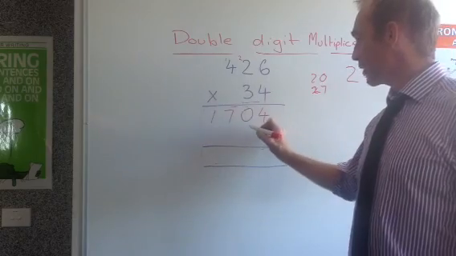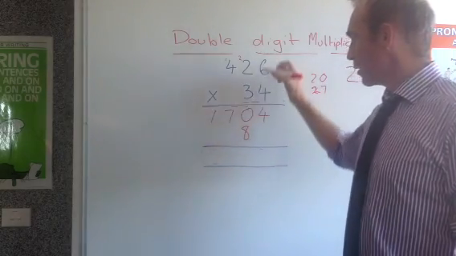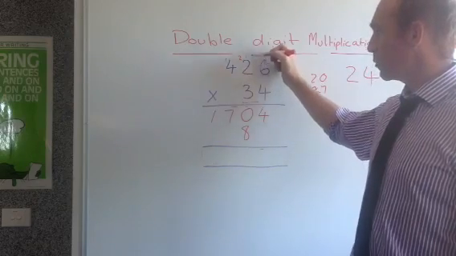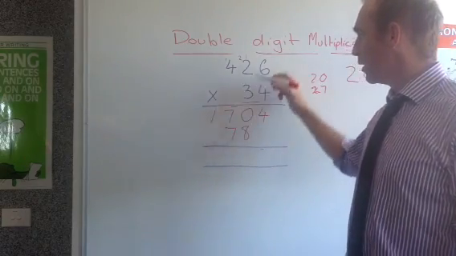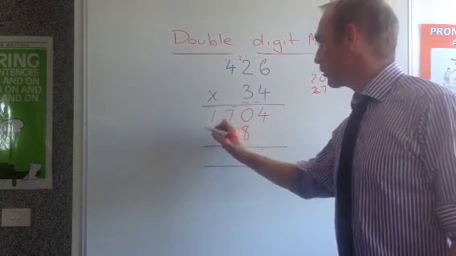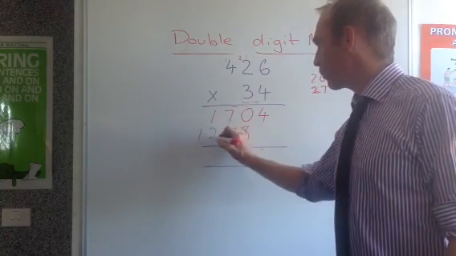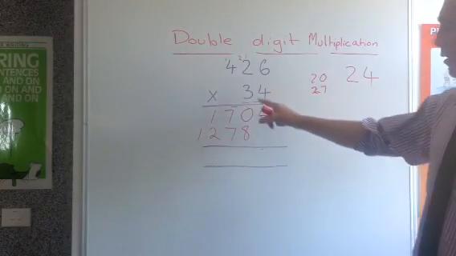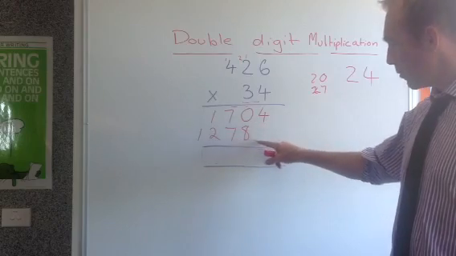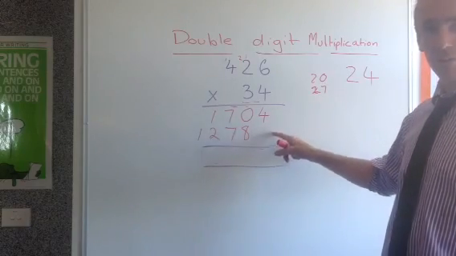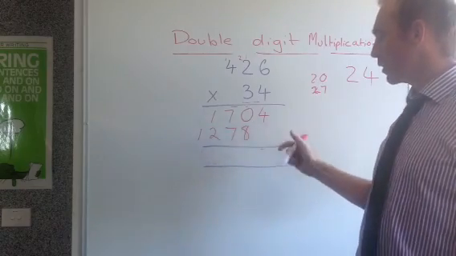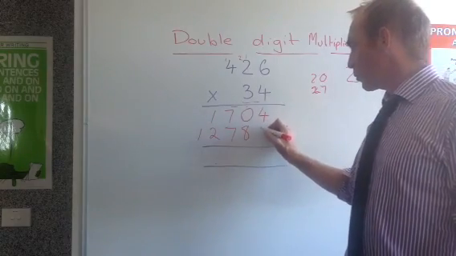3 times 6 is 18. 8 goes down, carry the 1. 3 times 2 is 6, plus the 1 is 7. 3 times 4 is 12. So the 12 will go like that. Now, I started my answers in the tens column. I've left a gap here, which is where the 0 would go. In adding it up, I could put the 0 in if I wanted to, or I could leave it. I like to put it in myself.